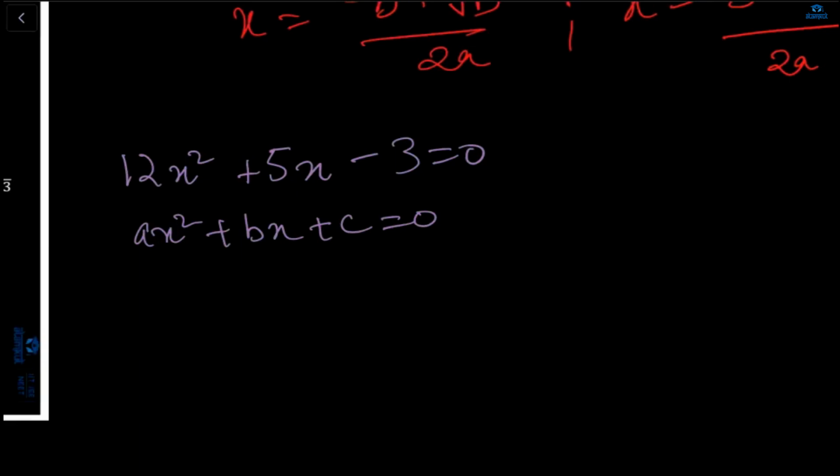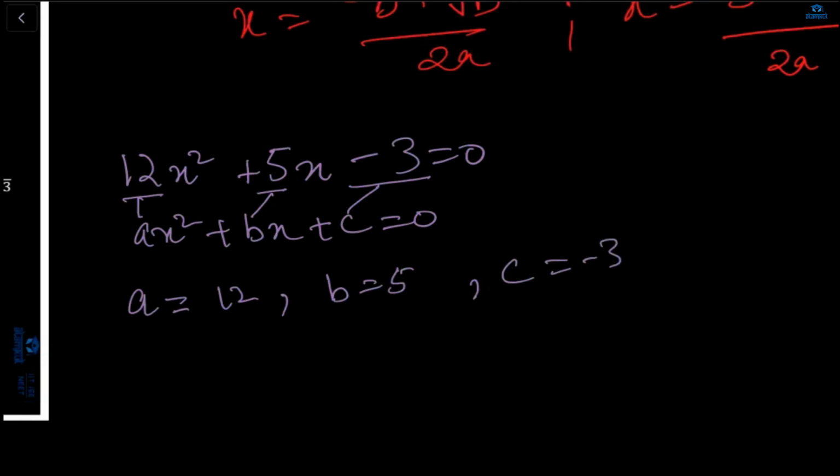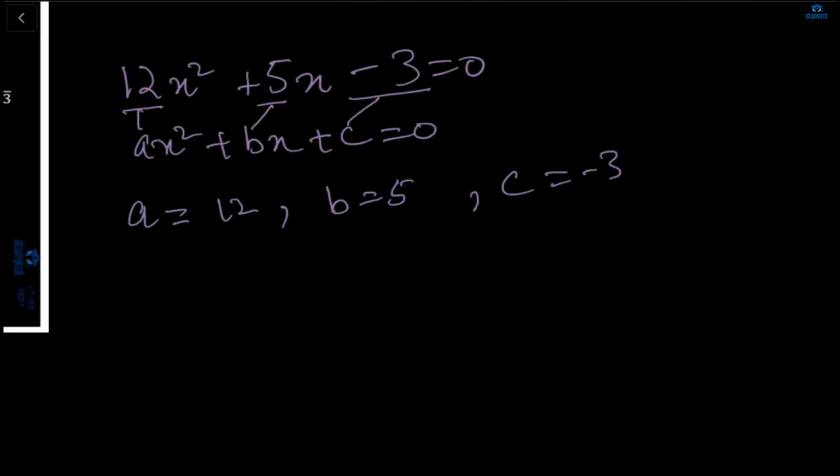When you compare, you can see this is the value of a, this is the value of b, and this is the value of c with the sign. a is equal to 12, b is equal to 5, and c is equal to minus 3. Am I right? Yes. So let's find out the value of b square minus 4ac, which is 5 square minus 4ac.